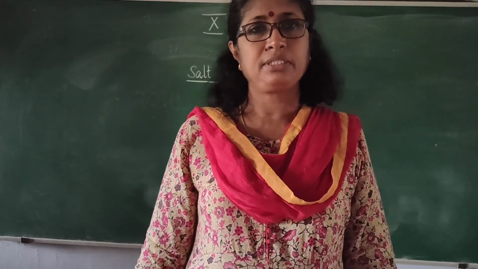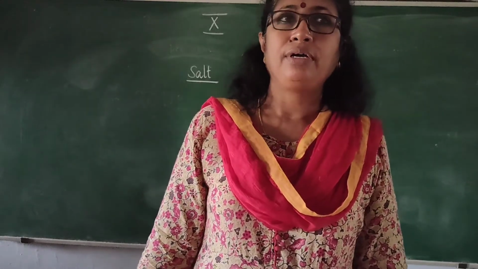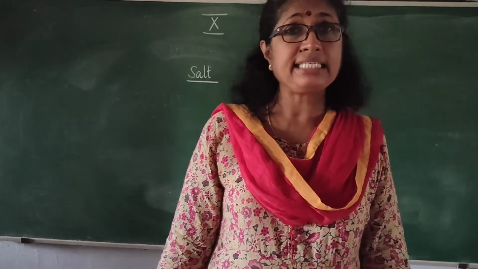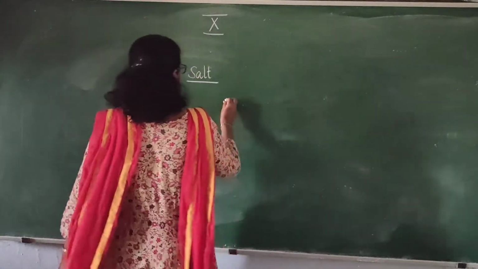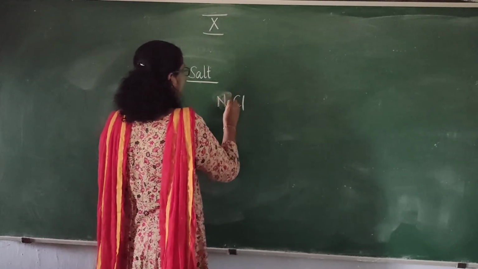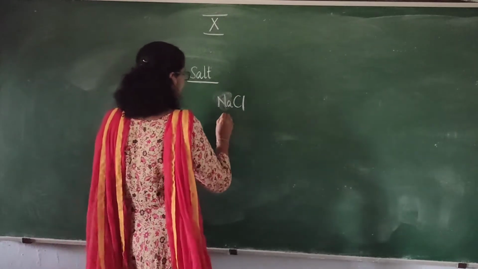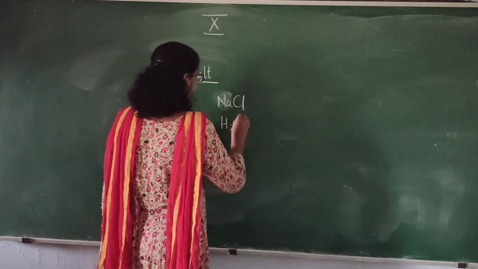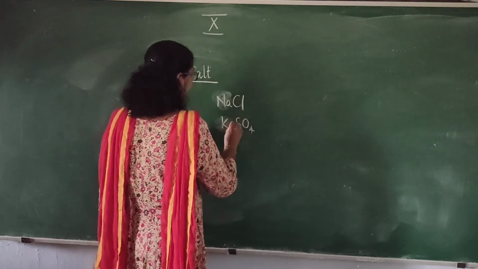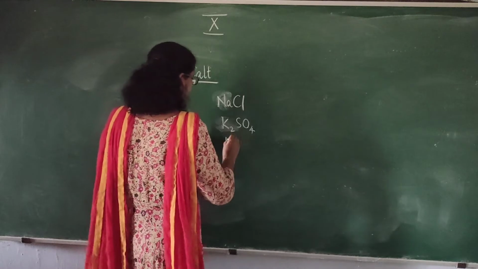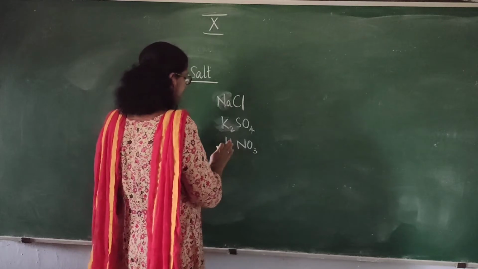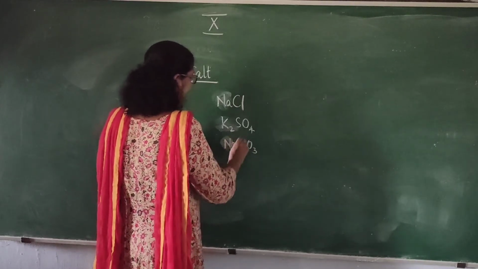So salts are substances formed when an acid neutralizes a base, or when hydrogen of the acid is replaced by a metal. For example, in HCl, when hydrogen is replaced by sodium you get sodium chloride, a salt. Potassium, H2SO4, if two hydrogens are substituted by two metals, that is K2SO4, a salt. In HNO3, if you replace the hydrogen with sodium, it is sodium nitrate, a salt.